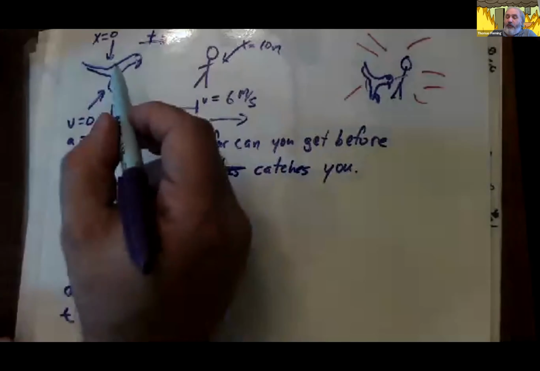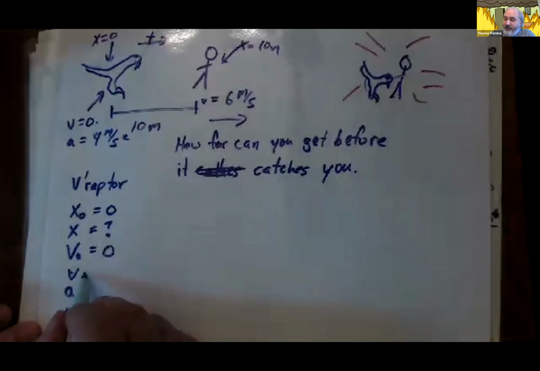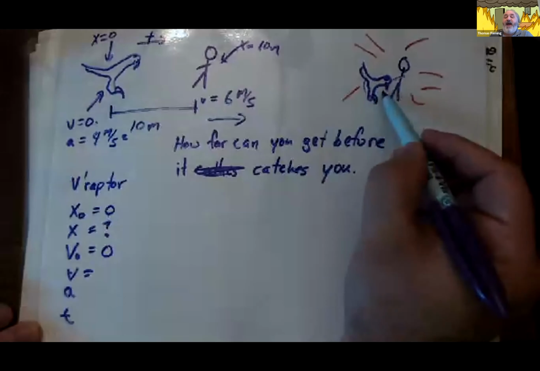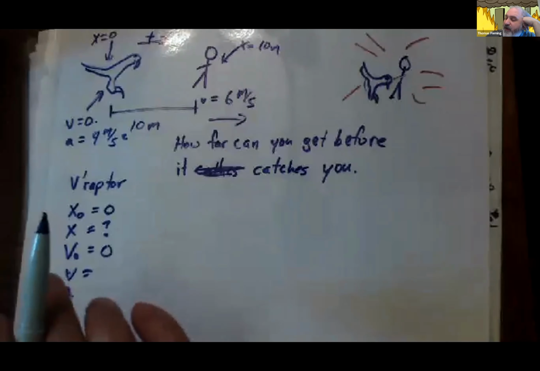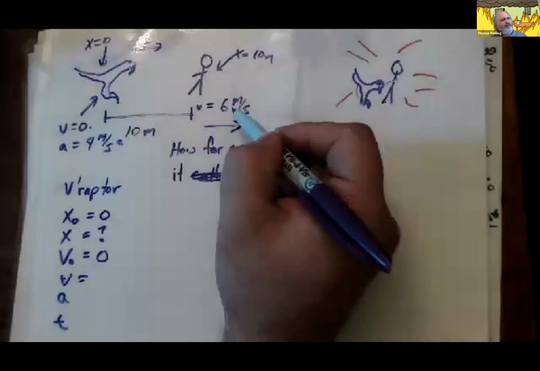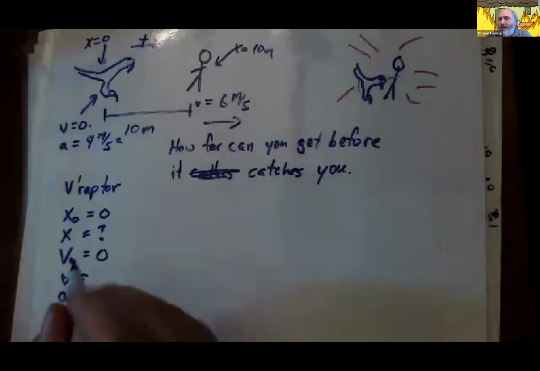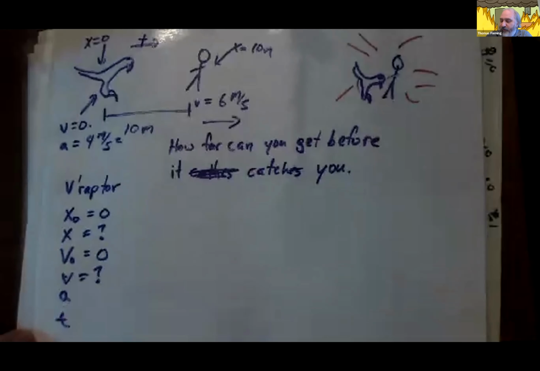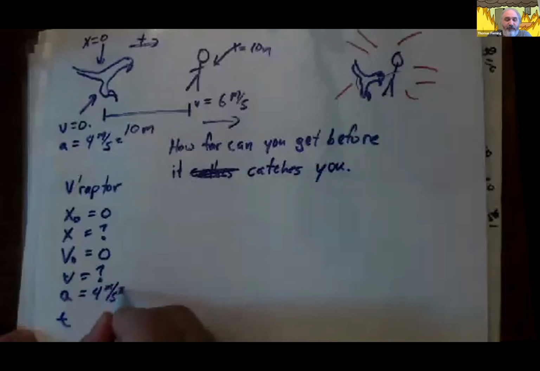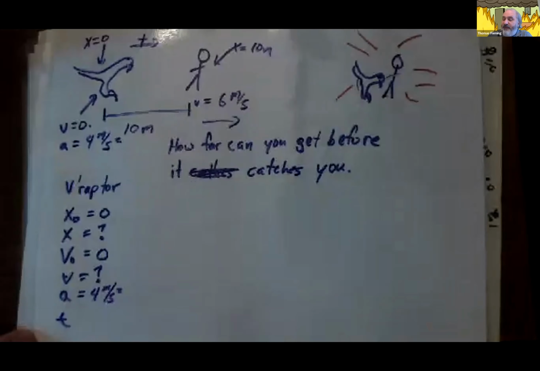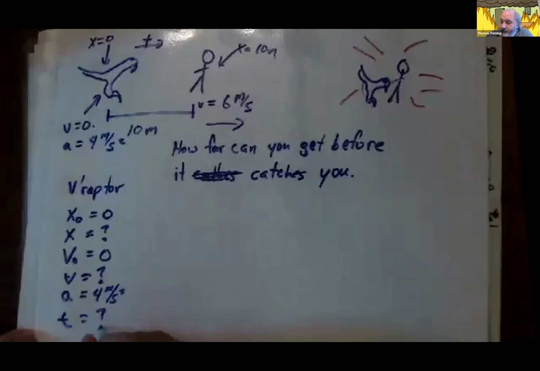For v initial, he starts over here. We said he started at rest. So that's 0. His final velocity is however fast he's going when he catches you. And I'm not really sure how fast he's going to be going. All I know for sure is it'll be faster than 6 meters per second, because if he wasn't traveling faster than you, he never would have caught you, right? So something faster than 6, but I'm not sure how much faster. His acceleration was specified in the problem as 4 meters per second squared. And the time it takes to go from here to here, I don't know. So that's unknown.